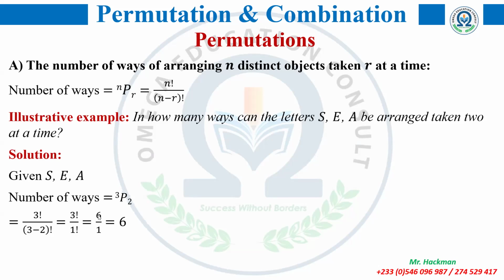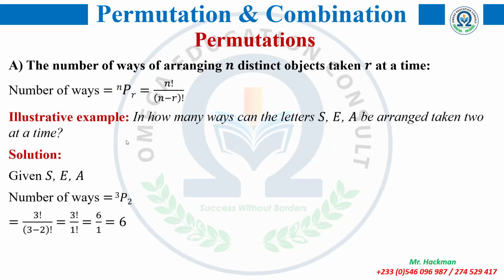3 factorial we all know is 6, over 1 factorial, which is 1. So we have 6 ways of arranging the letters S, E, A, taking 2 at a time. Is my point well made?